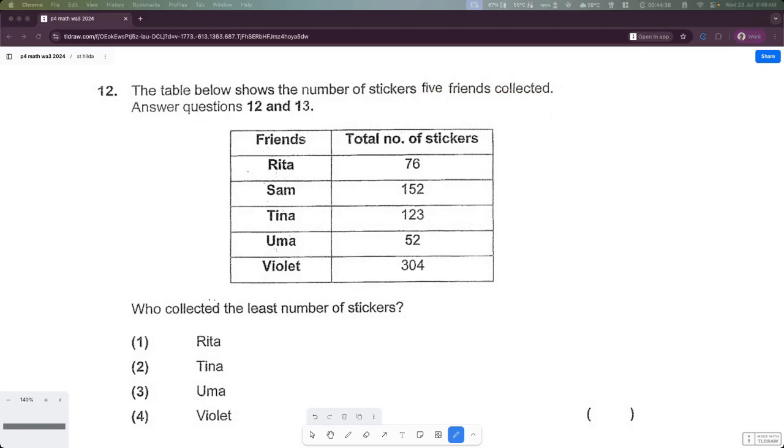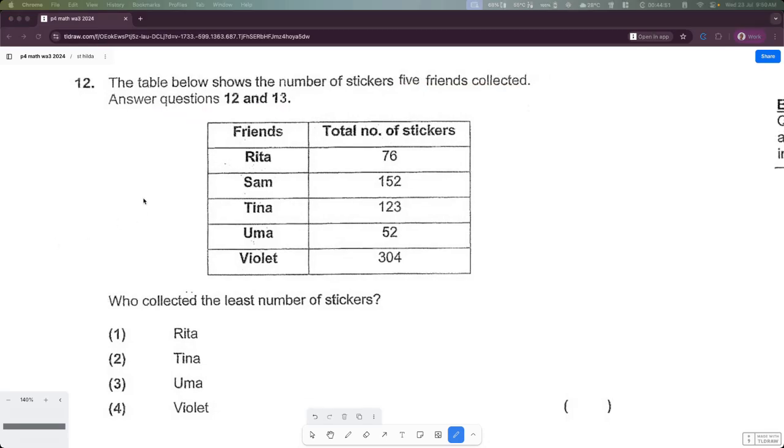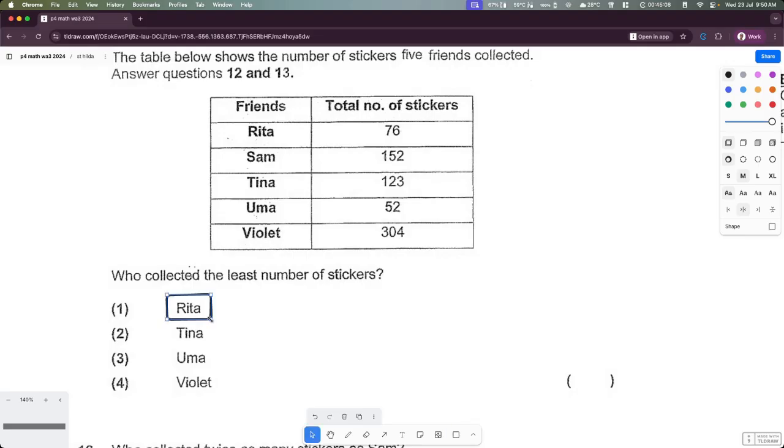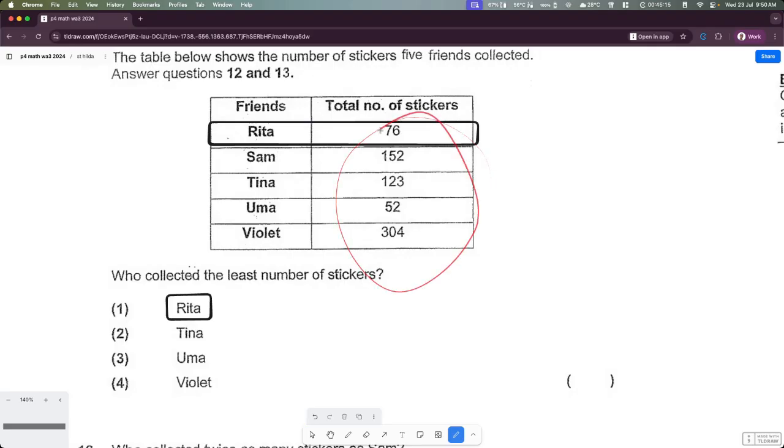Okay, so we have a table. We have Rita, Sam, Tina, Uma, and Violet, and all of their different number of stickers. In this case, who collected the least number of stickers? Let's go one by one. For Rita, Rita is 76. Is Rita the least amount of stickers?